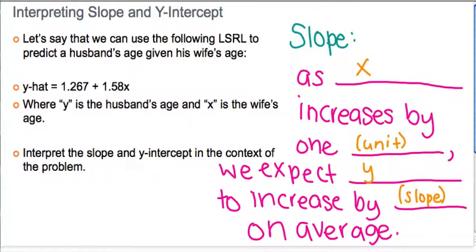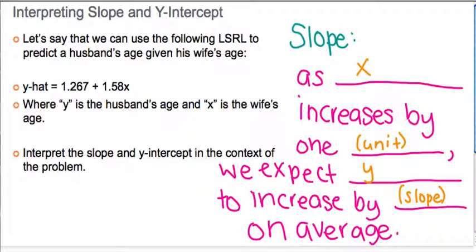So here is our first example that we're going to do in context. It says, let's say that we can use the following least squares regression line to predict a husband's age given his wife's age: y hat is equal to 1.267 plus 1.58x. And it tells us y is the husband's age, so that's our response variable, and x is the wife's age, which is the explanatory variable. We're told to interpret the slope and the y-intercept.